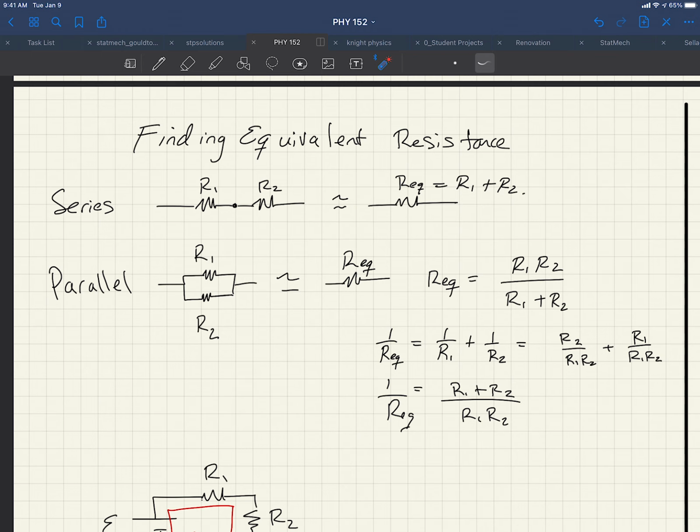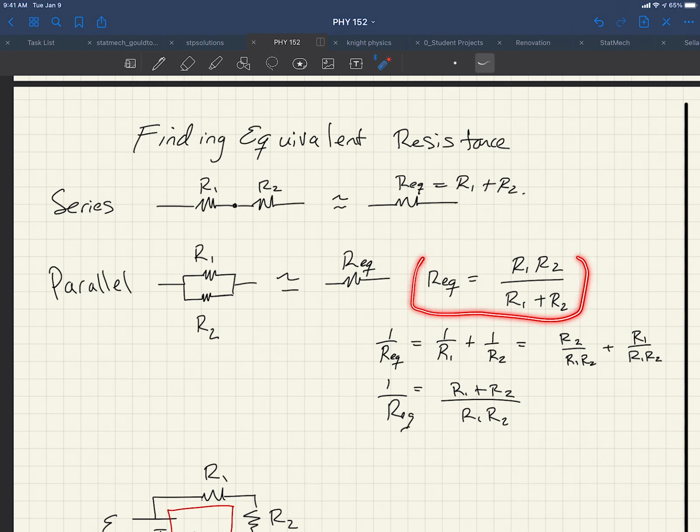And what's always interesting about this is the equivalent resistance for a parallel circuit is always going to be less than either of the two individual values. And the equivalent resistance for a series circuit will always be larger than either of those two values.